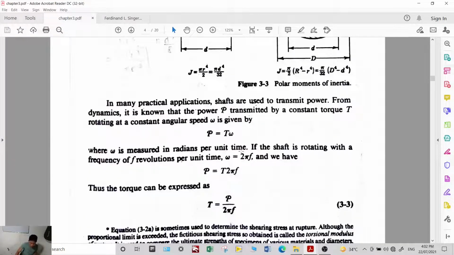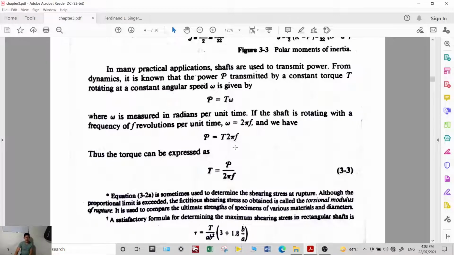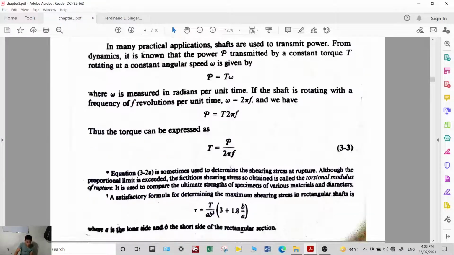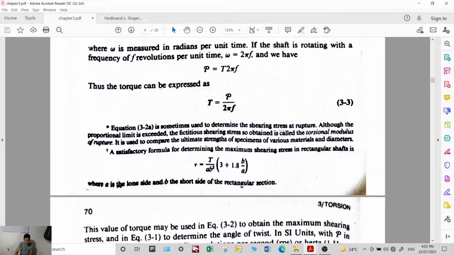Okay, if you want to relate the power to the torque, you know that the power is just torque times omega, where omega is the angular speed. Now, if omega is not given but you are given the frequency, you get omega using 2 pi f. So plugging that in, power is just 2 pi f times T, or the torque is just P over 2 pi f. Again, be consistent with the units.